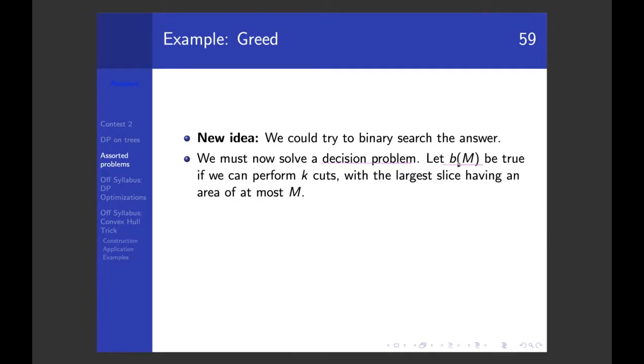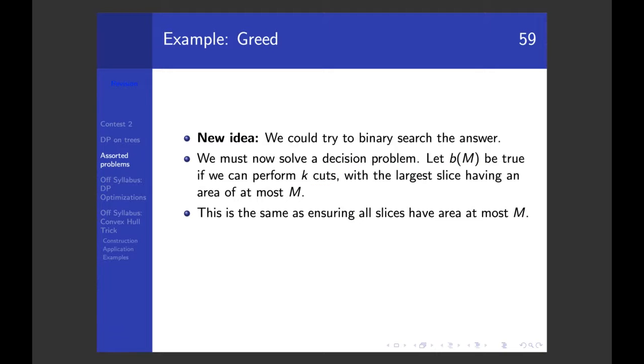Let B of M be true if we can perform k cuts with the largest slice having an area of at most m. This just means, is the answer at least m? Is the answer at most m, sorry. Is the answer at most m, is what this is saying.